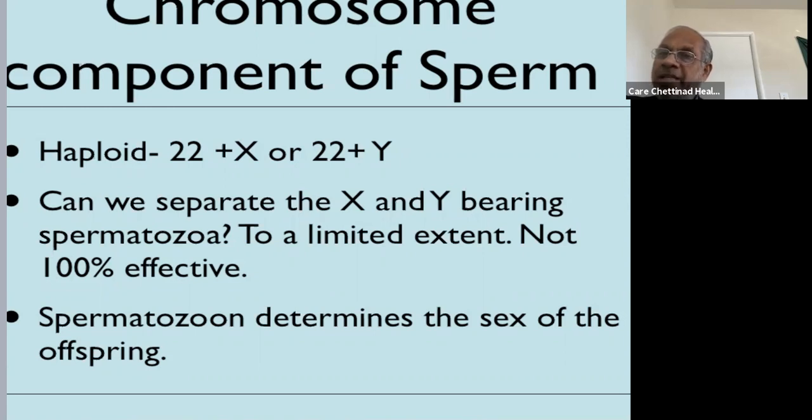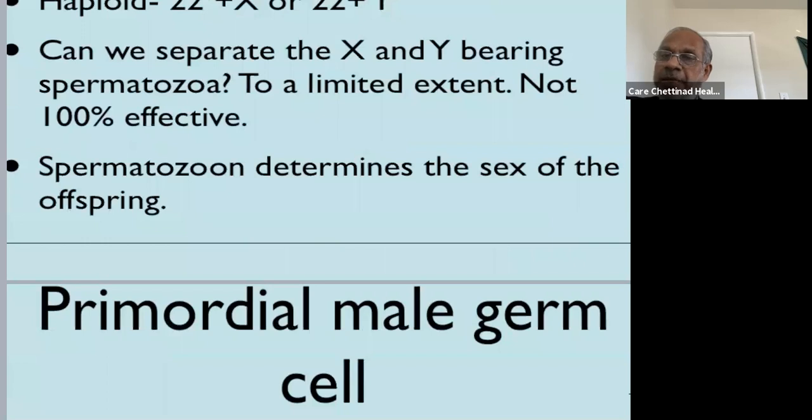To a limited extent, yes, you can separate, but you don't get a 100% sperm rich X or Y rich portion. So that is why these techniques have not really become very popular. You may still fail, you may have only 70% Y sperm and 30% X sperm, which will produce a pregnancy, nobody's sure. So sperm separation techniques have not been useful in producing children of the desired sex. And again, to reiterate, spermatozoa determines the sex of the offspring.